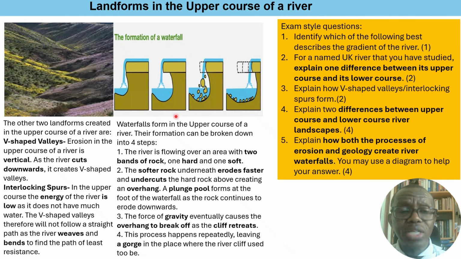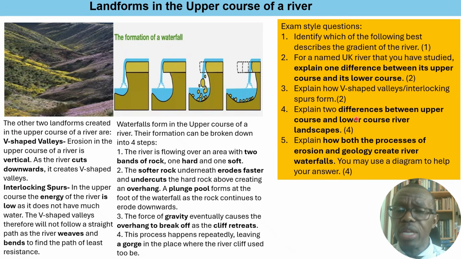Now, what kind of questions are we likely to be asked with regards to this information on the landforms in the upper course of a river? One of them is to identify which of the following best describes the gradient of a river. We talked about that in the previous slide, so we are going to skip that one. For a named river that you have studied, explain one difference between its upper course and lower course. So of course here you'd be talking about the landforms in the upper course, what kind of landforms you get here and why. And then explain how V-shaped valleys or interlocking spurs form. So here you describe what we have just talked about regarding the V-shaped valley and vertical erosion, and then the geology in the area and interlocking spurs.